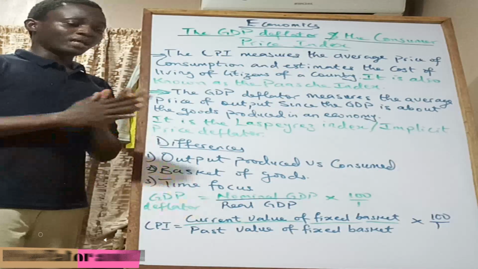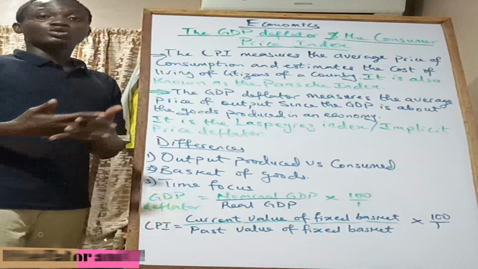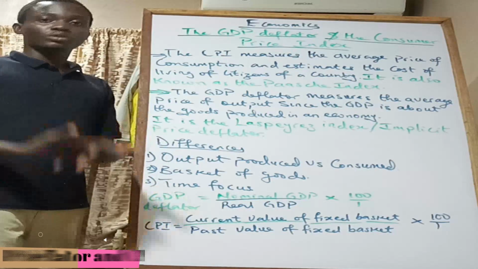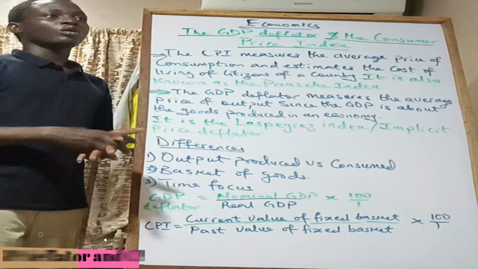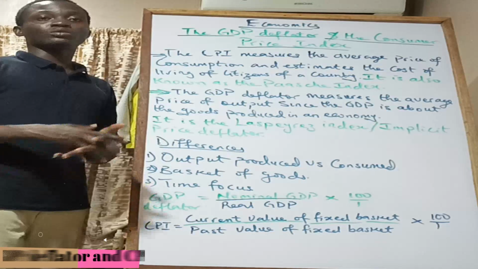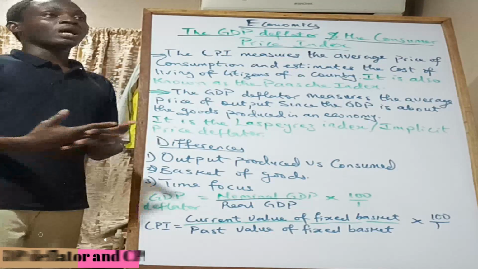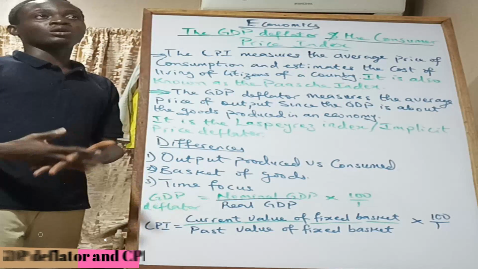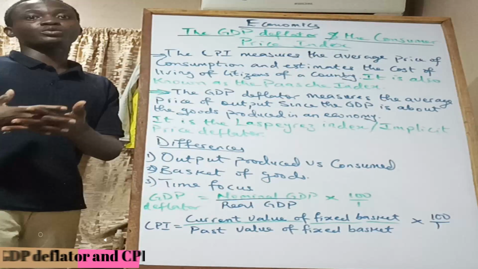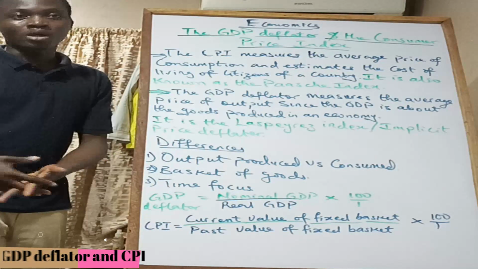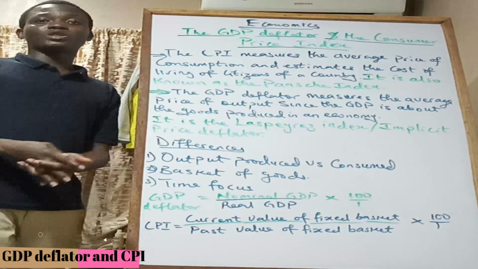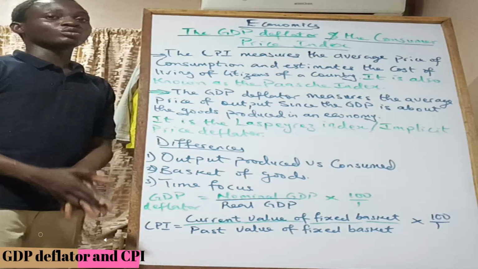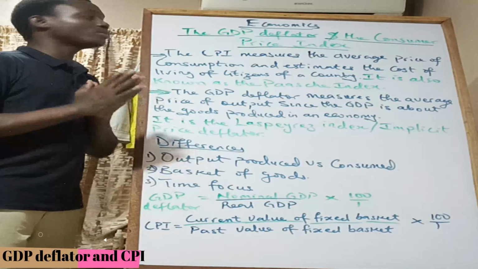But in this particular video, that is none of our business. What we want to do is look at two similar things: the CPI, otherwise known as the Consumer Price Index, and the GDP deflator, otherwise known as the Gross Domestic Product deflator. The two of them are also used in measuring inflation rates, which we are still going to do soon. So, what does the CPI mean?